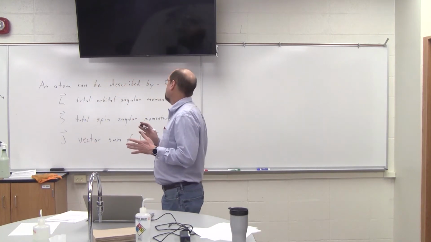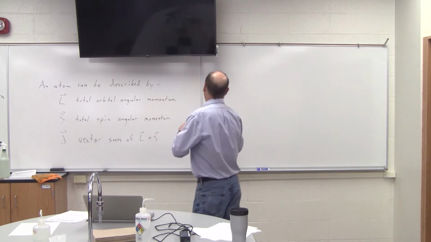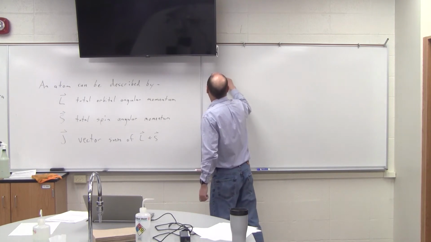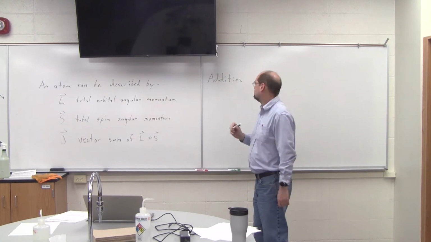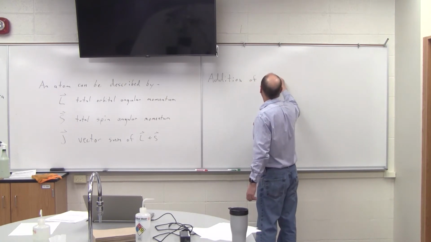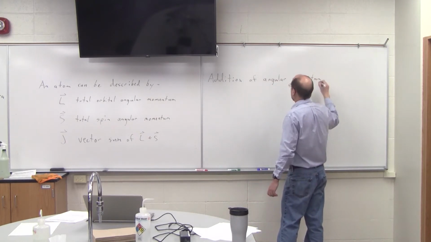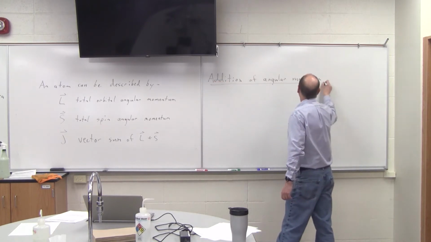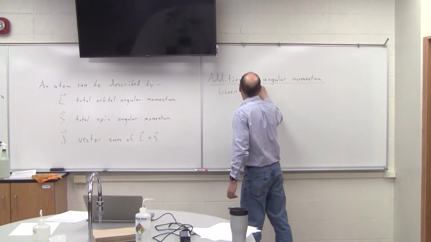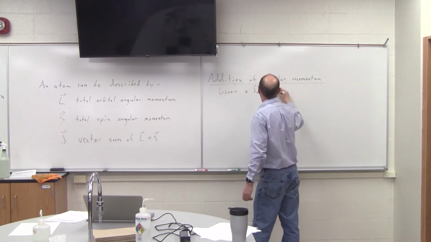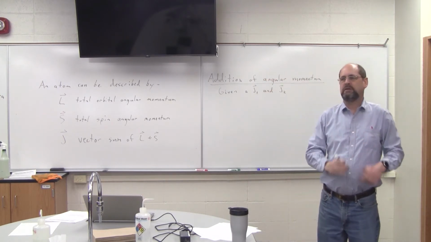So now, how am I going to do this vector sum? What I want to talk about briefly is, and I think I might have some videos on this, I should go back and dig out maybe post, addition of angular momentum. So given a J1 and J2, J is a term we often use for just generic angular momentum.